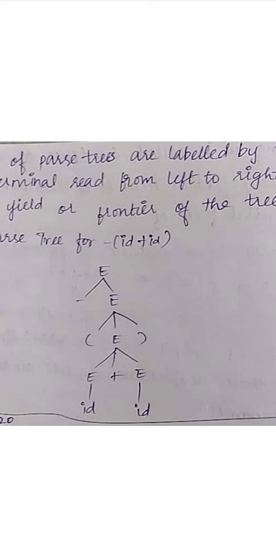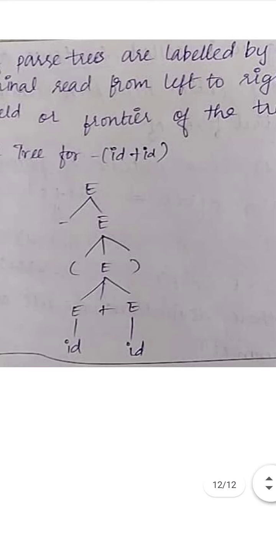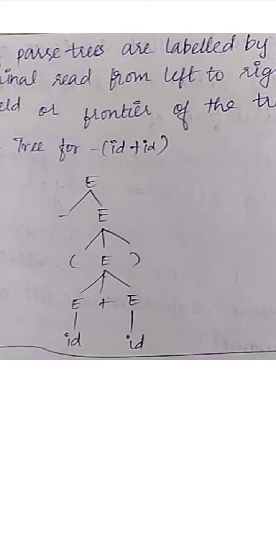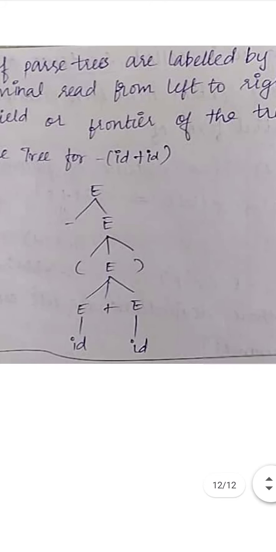In the third step, once again we take the capital E and construct it further into E plus E. That is the third step. And finally the leftmost E will be converted into id, and then we have the plus in between E plus E, and then we take the rightmost capital E and convert it into id. So together in this parse tree you will have minus, opening bracket, id plus id, and then closing bracket.